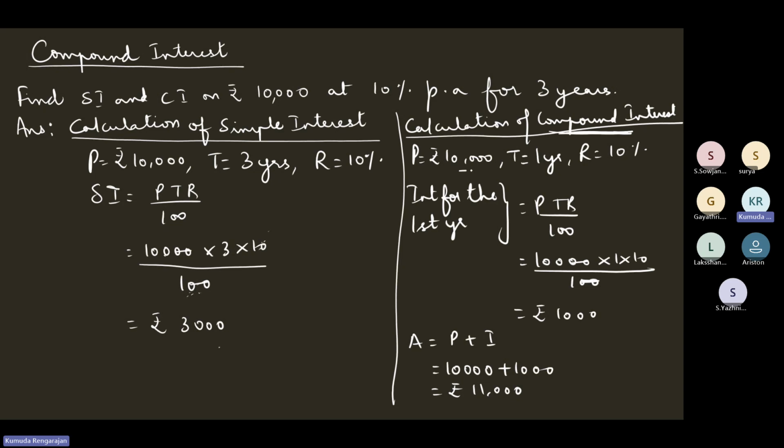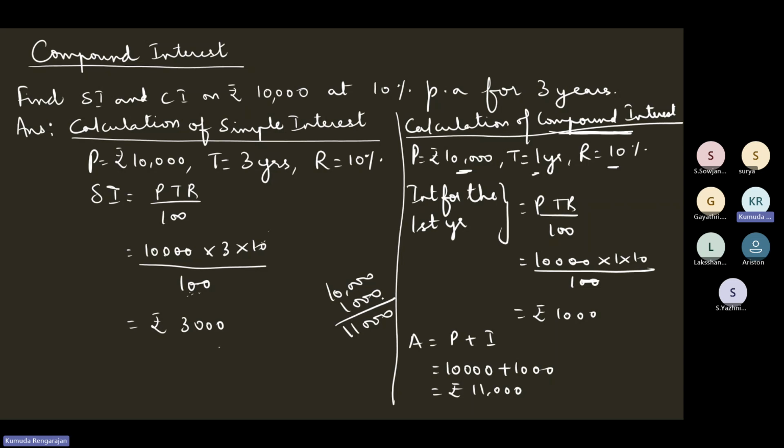So here, see, the principal is 10,000, time 1 year, rate 10%. So find the interest for the first year. Same formula, PTR by 100, so you get 1,000 rupees. So this is the interest for the first year. So what will be your money in the bank at the end of that year? 10,000, your principal value, plus 1,000 rupees interest which the bank has given you. So your money at the end of the year is 11,000.